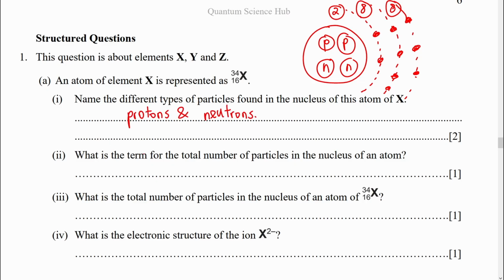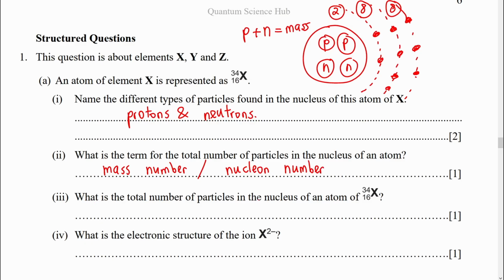Okay, next, what is the term for the total number of particles in the nucleus of an atom? So the total number here is proton and neutron. So what is proton and neutron? It is the mass number, right? So you can say this is mass number, or in other words, you can also say this is nucleon number.